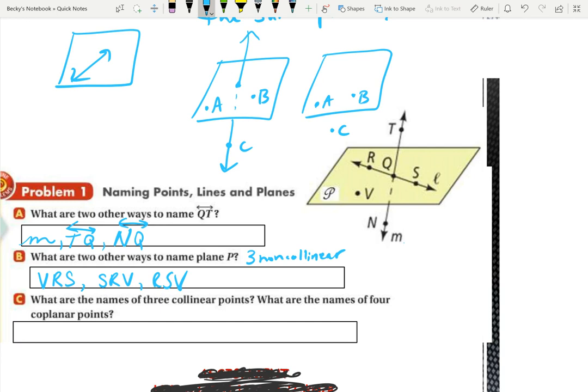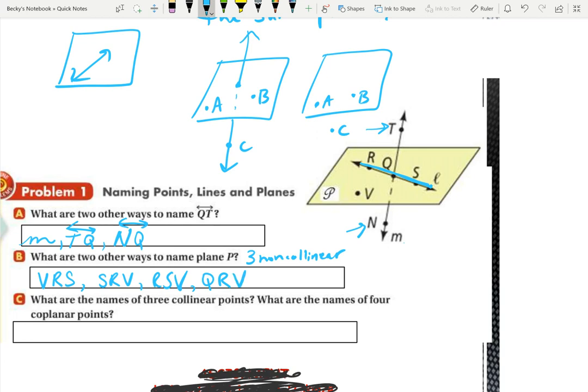If you want to name it a different way, can you use N or T? And I hope you're saying no, because they are not in the plane. Now, I didn't use Q at all. Could I use Q? Of course. Could I say QRS? Again, I hope you're saying no, because those are collinear and we need non-collinear. So I would have to put a V there to make it work.